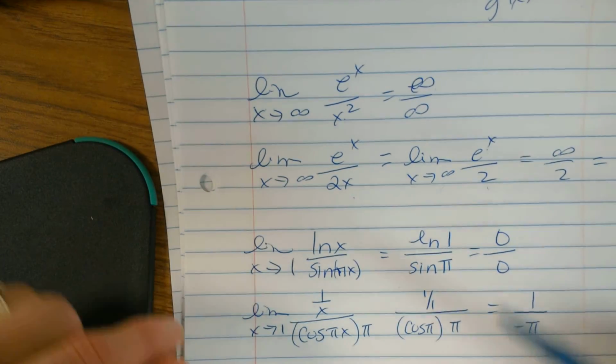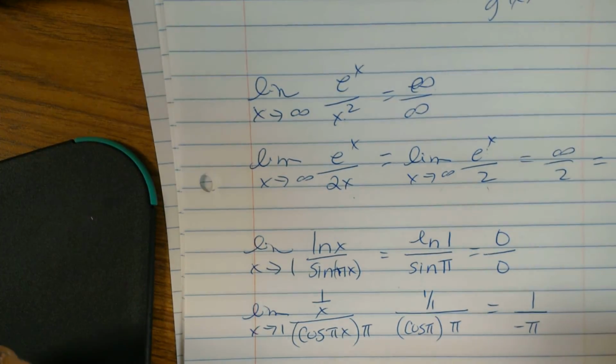So L'Hopital's rule is simply that. If you get 0 over 0 or infinity over infinity, all you have to do is take the derivative of the top, take the derivative of the bottom, and then plug it in and see what it gives you. So it's pretty nice.